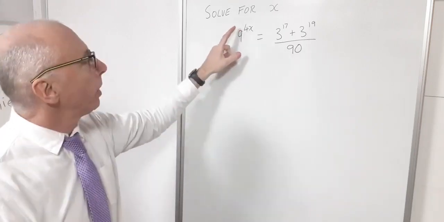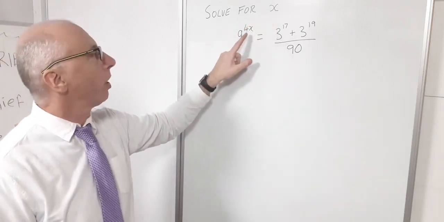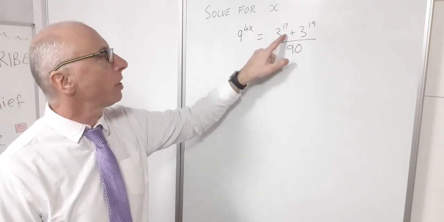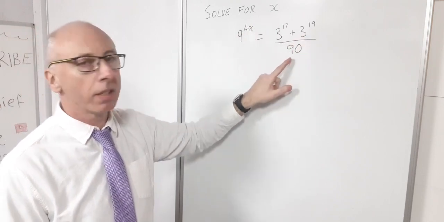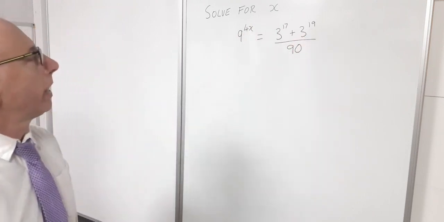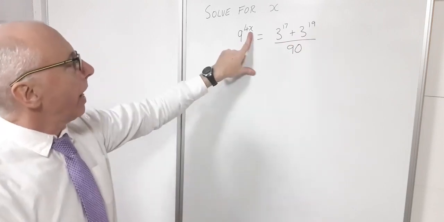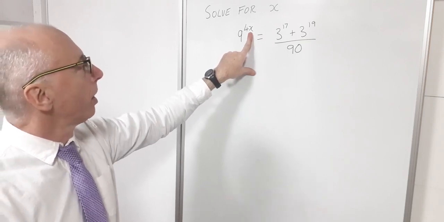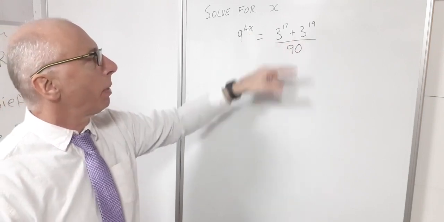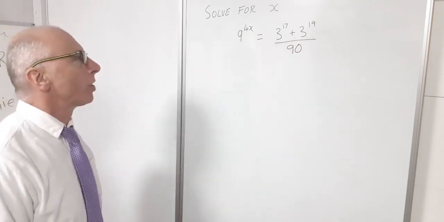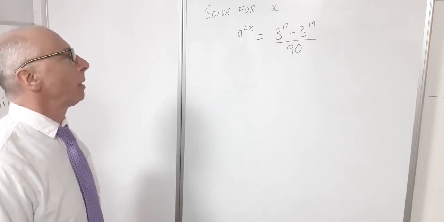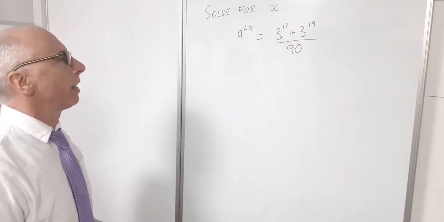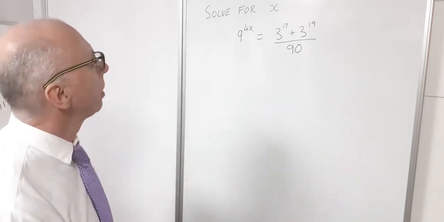So in this equation here, we need to try and solve for x. We've got 9 to the 4x equals (3 to the 17 plus 3 to the 19) divided by 90. To get this x out of here, one way we could do it is with logarithms, but these are pretty big numbers to handle and it looks a bit awkward, so I don't fancy that route. Maybe there's some elementary algebra hidden in there that we can use to find a route to get our x out of there.